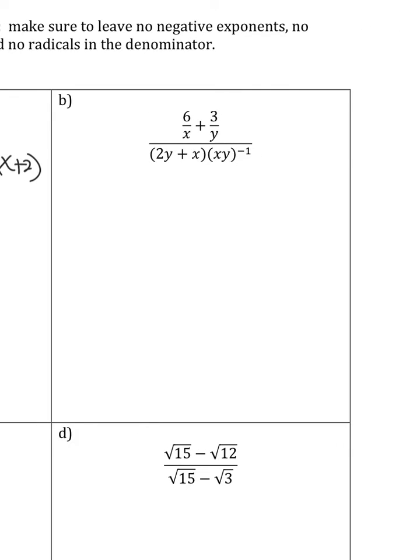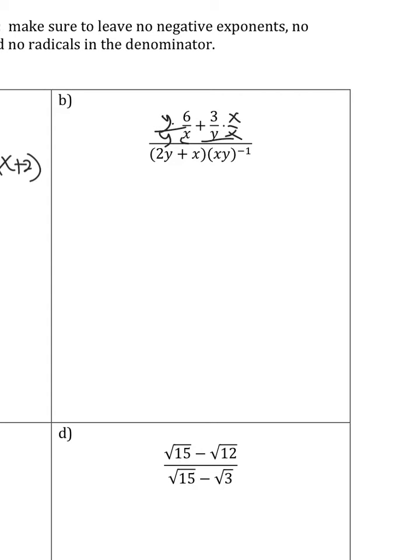Okay, let's take a look at this next one here. All right, so this is like the problem we had the other day. We have a number of things we need to simplify first. So let's start with the top. We have two fractions with different denominators. And so we're going to make each of them have the same denominator by multiplying the second fraction by x over x, the first by y over y.